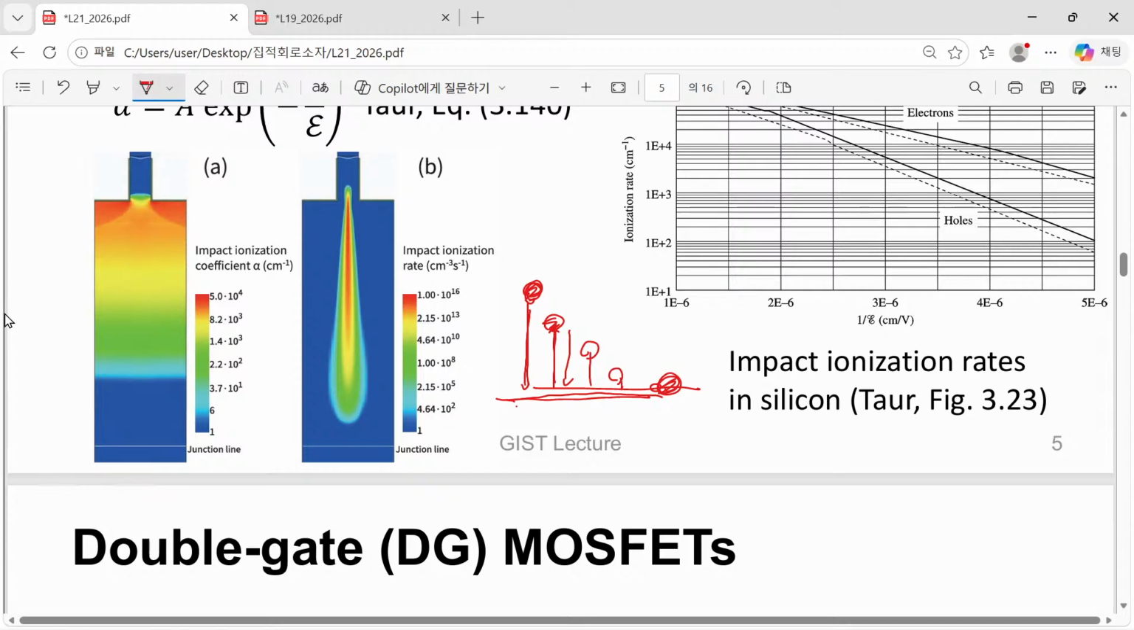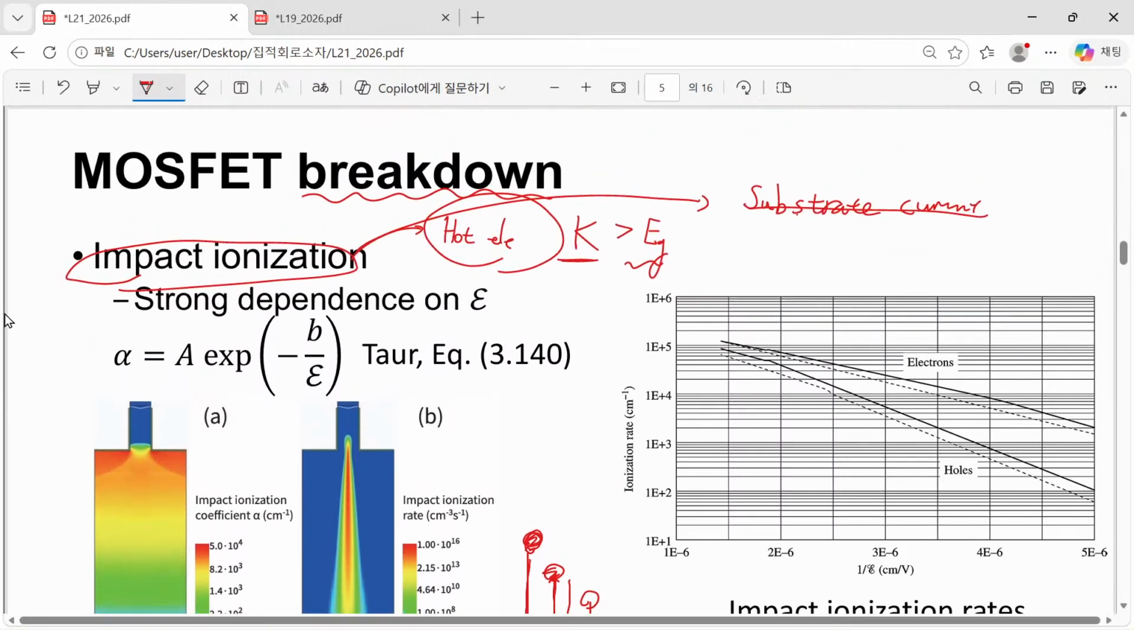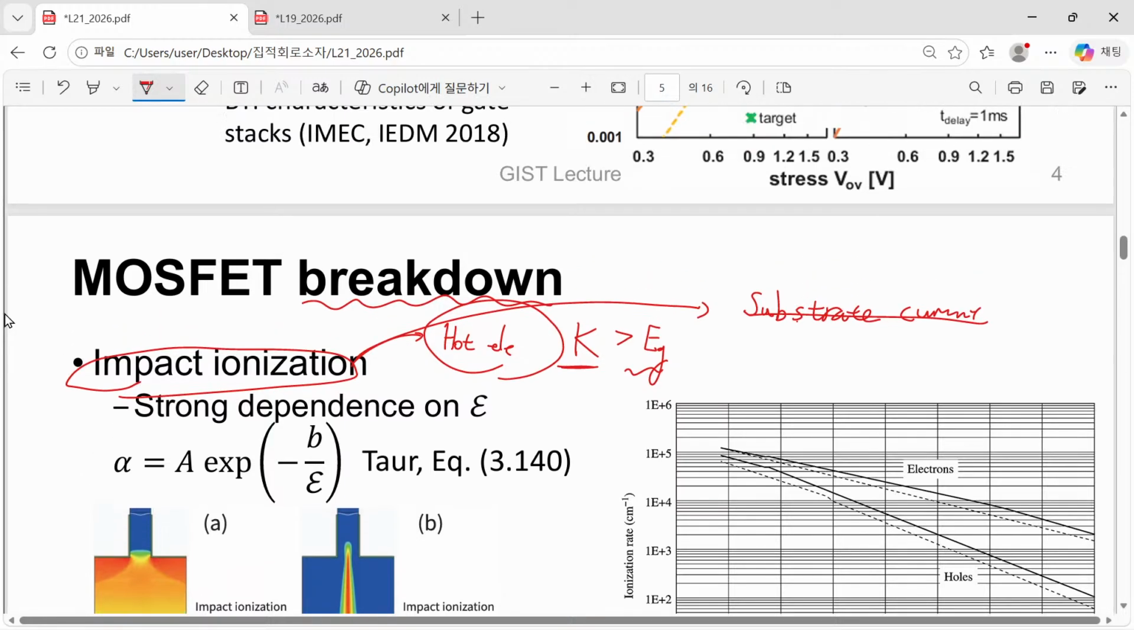But the case we are currently considering is even more serious. Now we started from one electron. Then it becomes hot, so it generates one electron hole pair. Now we have primary electrons, secondary electrons, and secondary holes.